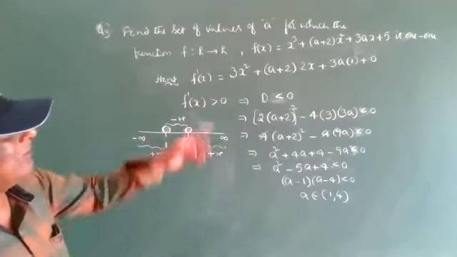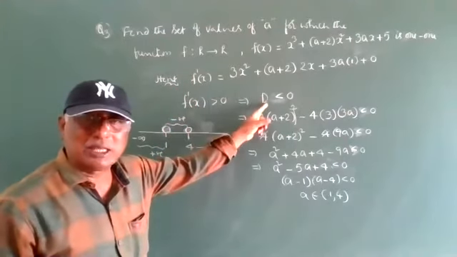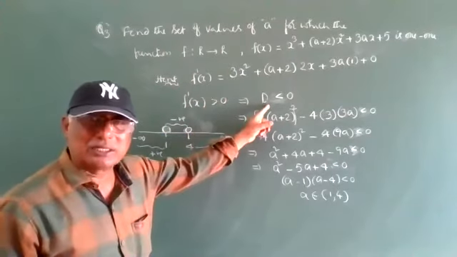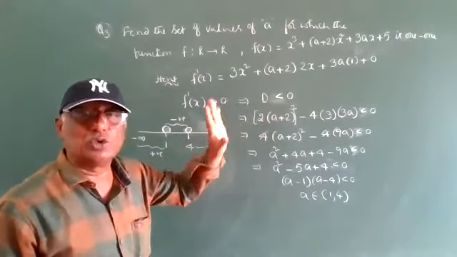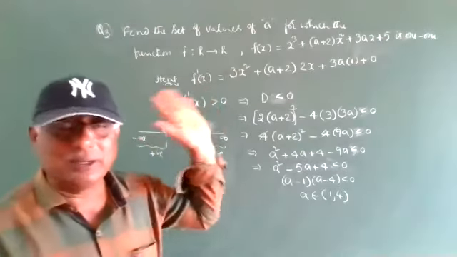So if it is already given, you should remember: increasing function means the discriminant is less than 0. Decreasing function means the discriminant is greater than 0. That should take opposite conditions. Okay everyone, is it clear? Right.